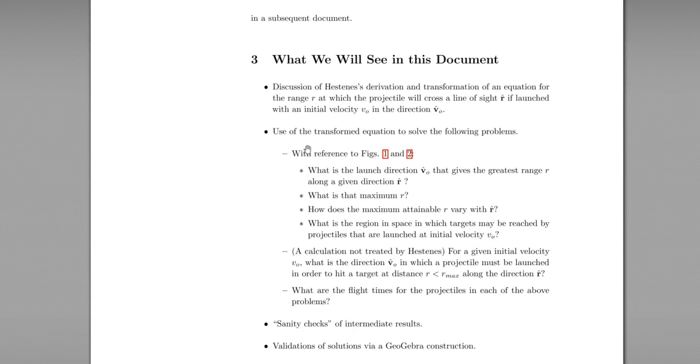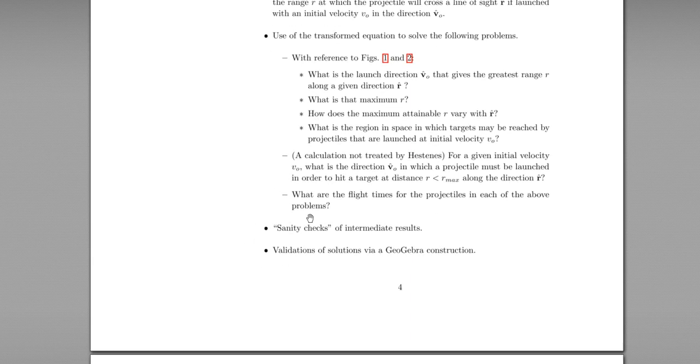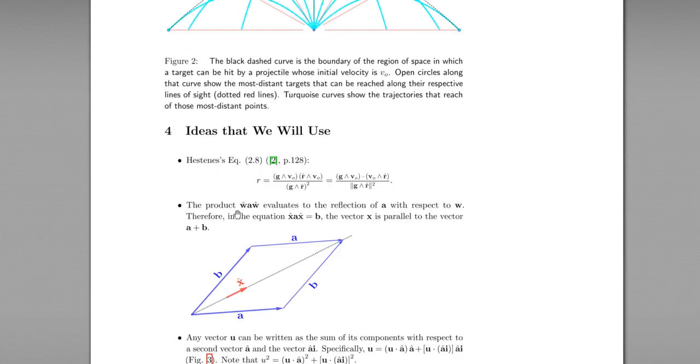We begin with a section on what we will see in this document, and I want to emphasize this part. We'll present some sanity checks of intermediate results. These are important especially for someone who's new to geometric algebra, so they can find out whether they're on the right track before they go all the way to reducing the formula to a final version. And there will also be a validation of the solutions that are obtained via a GeoGebra construction. So we'll go through the rest of this fairly quickly.